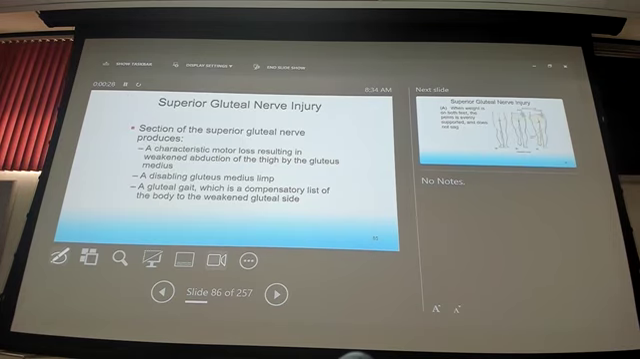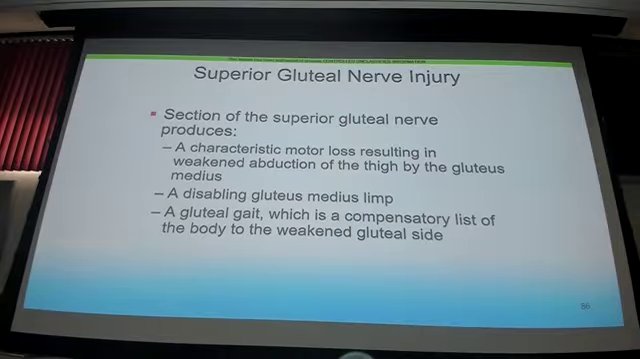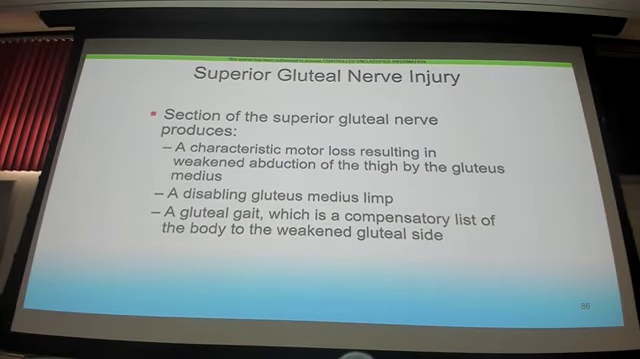Alright, superior gluteal nerve injury. There's nothing special on mine, the instructor's not either, it just makes it small. Superior gluteal nerve injury, so we're talking about a nerve injury that's going to affect the gluteals, and it's going to have you develop what's called a gluteal gait. So remember, superior gluteal nerve innervates gluteus medius and gluteus minimus, which we said functions like the deltoid.